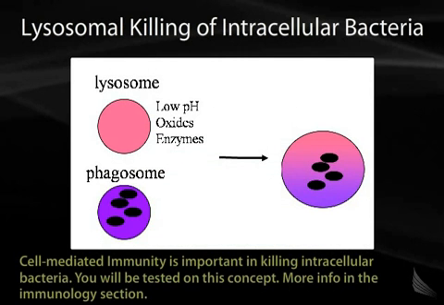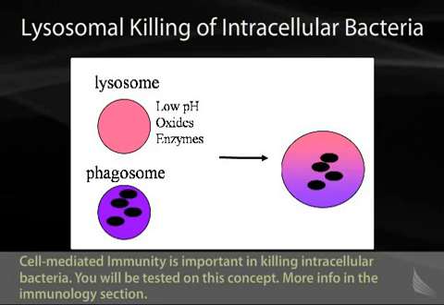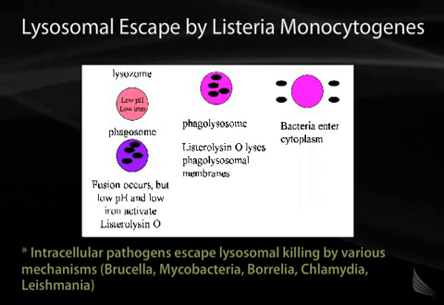Lysosomal killing of intracellular bacteria is one of the mechanisms the body has to kill bacteria and keep us healthy. The lysosome intracellularly binds with the phagosome and has a low pH which oxidizes enzymes. Once those two vesicles fuse, the enzymes start and they kill the bacteria inside the phagolysosome. This is cell-mediated immunity, and it's important in killing intracellular bacteria. You will be tested on this concept, and we'll talk about it more in the immunology section.